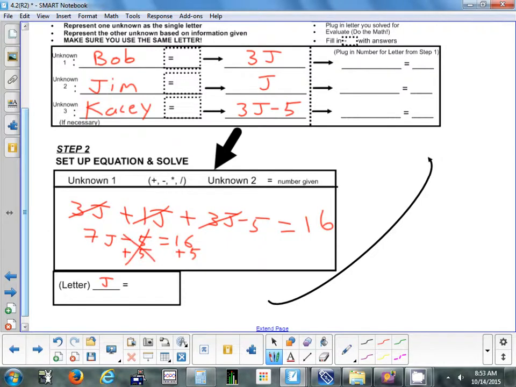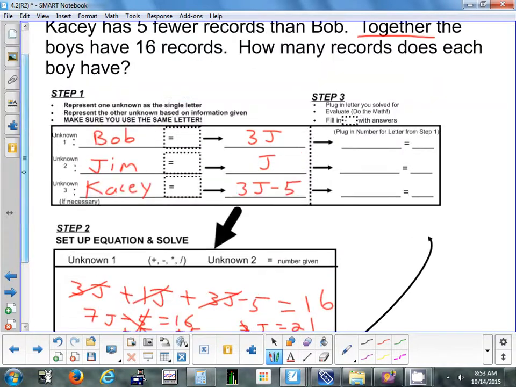Okay, just going to continue my work over here. 7J equals, then do 16 plus 5. And now my last step. Alex? Divide by 7. Good. Divide by 7. And now I know J equals 3. Okay. So now I know Jim has 3 records. So I'm going to write that down. Jim, fill in 3 for J. Is there any arithmetic I need to do? Not for Jim. Okay, that's done.